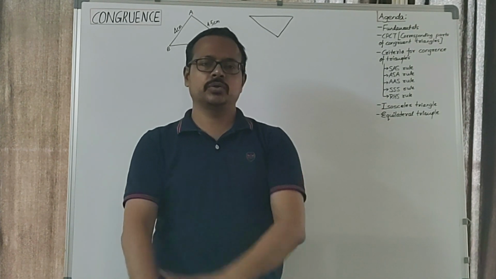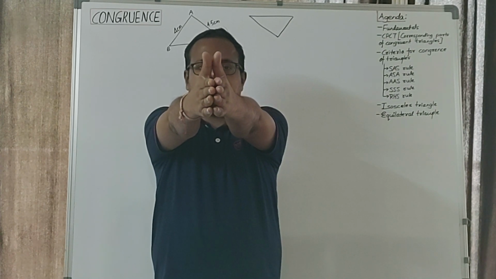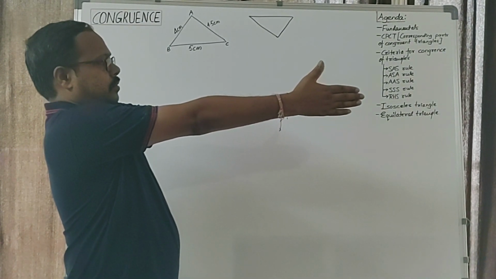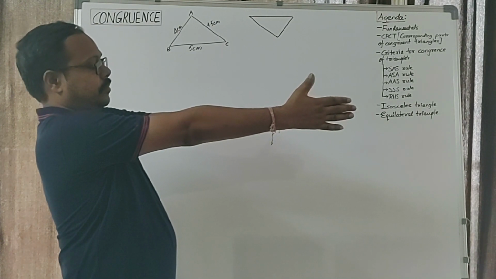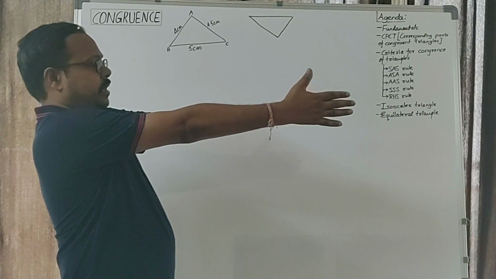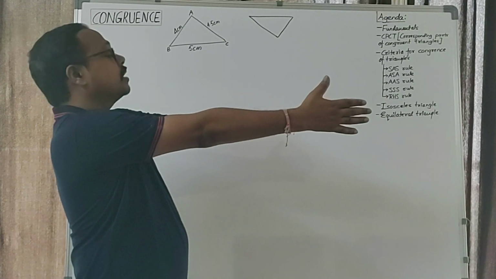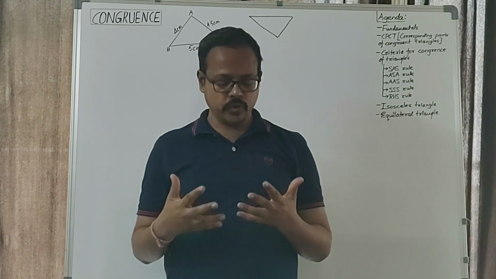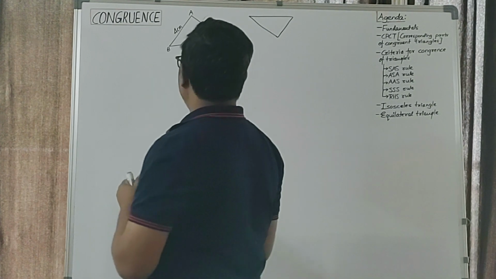Our two arms, are they congruent? Yes, they are congruent. See, I'm putting it this way. If the alignment of the camera is perfect, then probably you would not be able to see this hand, because it is getting completely covered by my right hand. So both these arms are congruent. This is an example of congruence. Congruence means equal in all respects.